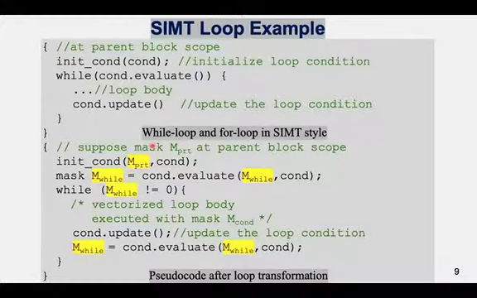Here below we show the transformed code. The while loop body is identified as a program block. Therefore, we assign a mask variable and a while to the scope of the block.